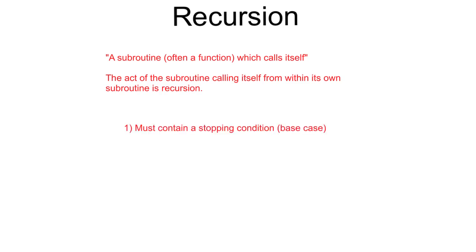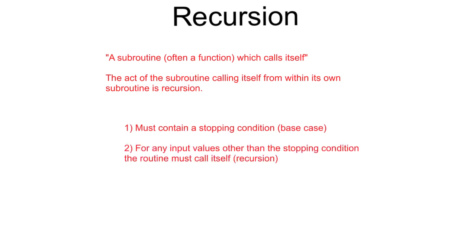A recursive subroutine or function must have three very essential characteristics. Firstly, it must contain what is known as a stopping condition, or a base case. When this condition is met, the routine stops calling itself and will start to unwind. Secondly, for any other input values other than the stopping condition, the routine must call itself. This is the act of recursion.